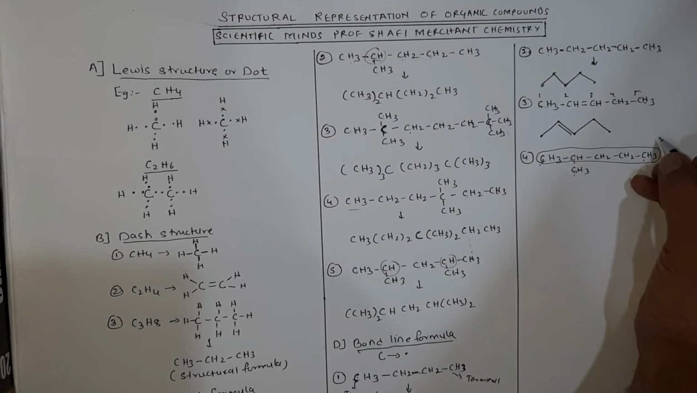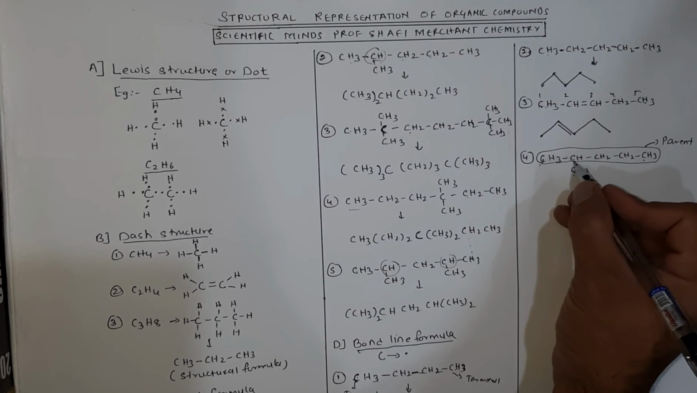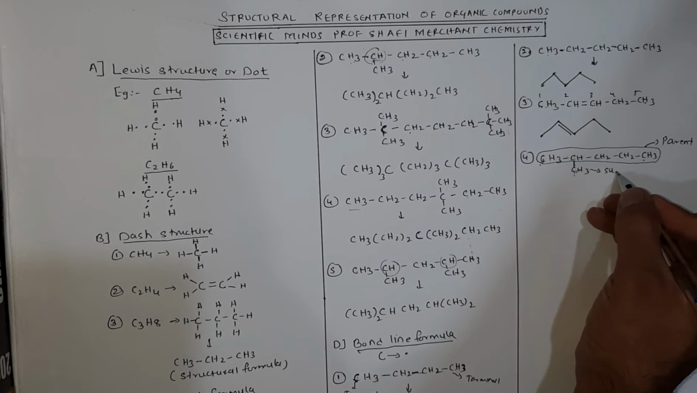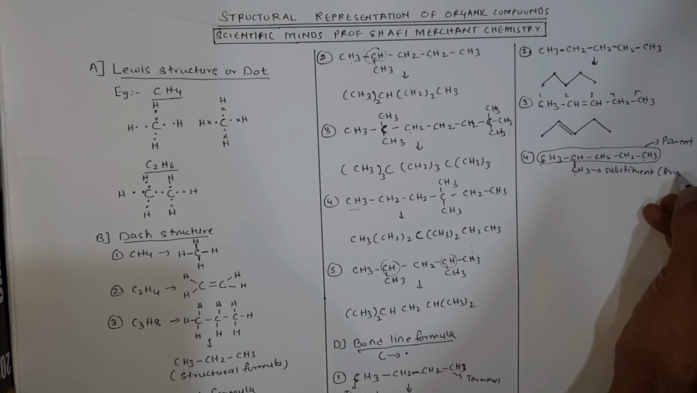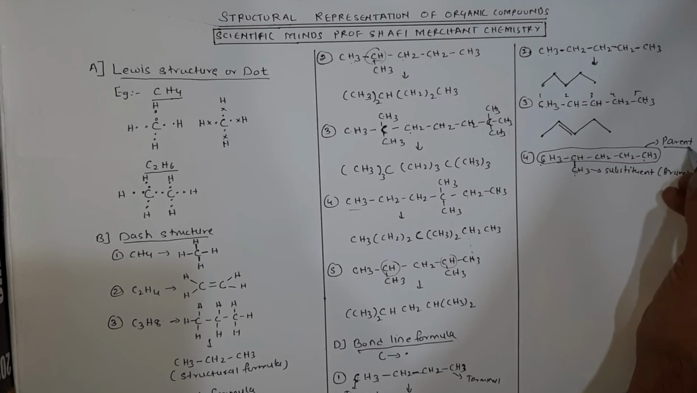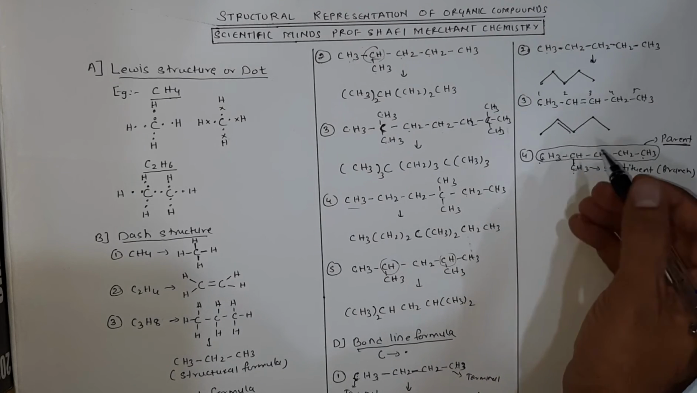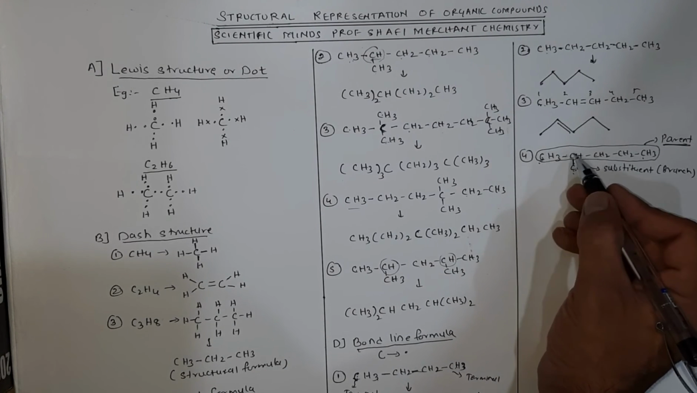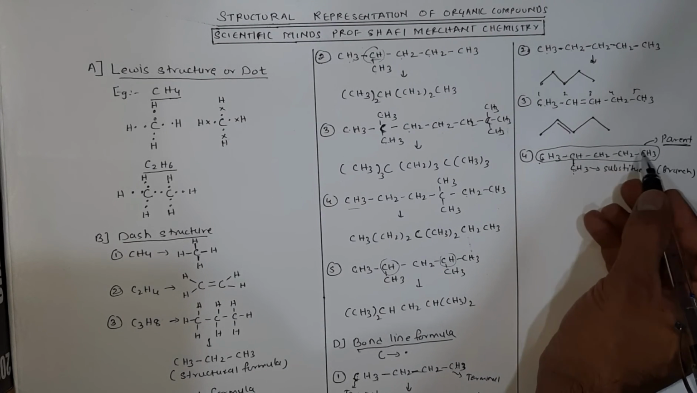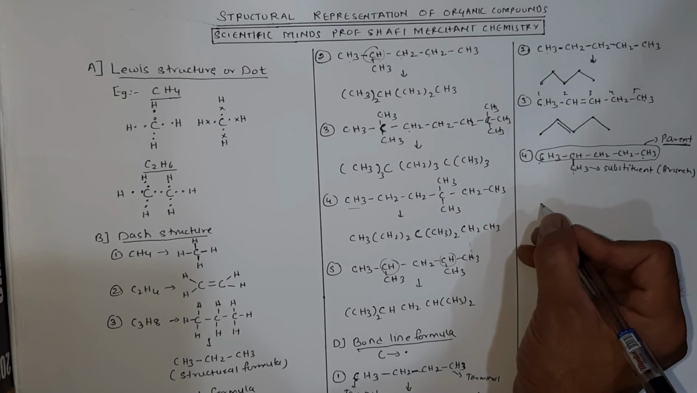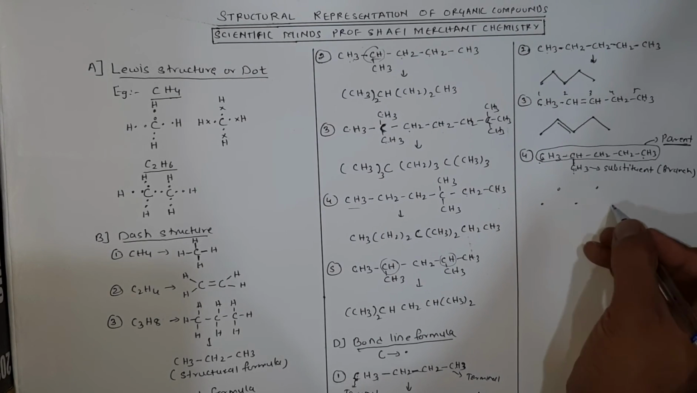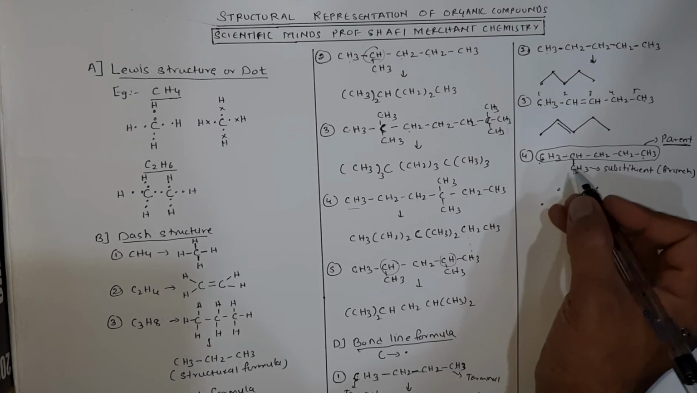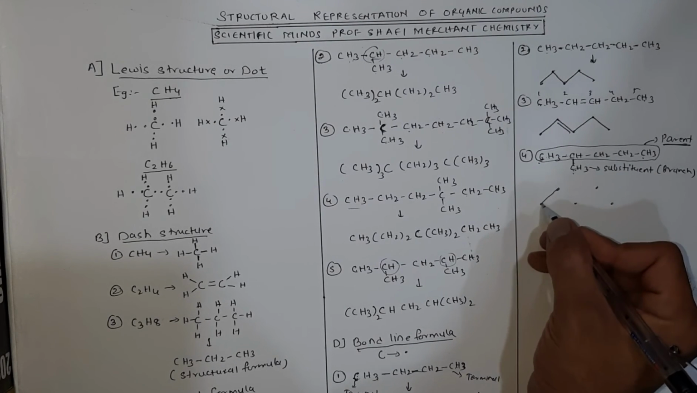Clear? This longer carbon chain will become the parent chain, and this CH3 will become a substituent. That is the branch. So the longest carbon chain is always the parent chain. First you draw the longest carbon chain. How many carbons? 1, 2, 3, 4, 5. Make 5 dots. All of them are attached by single bond, so make single bonds.